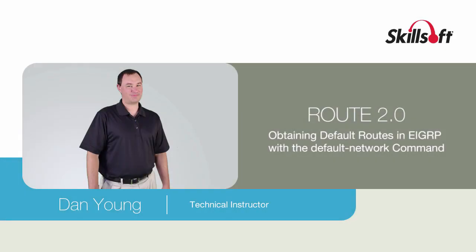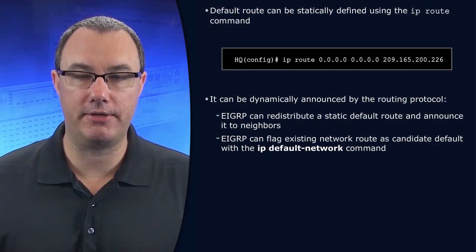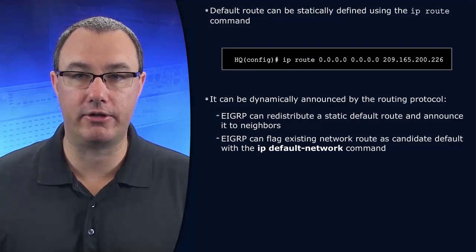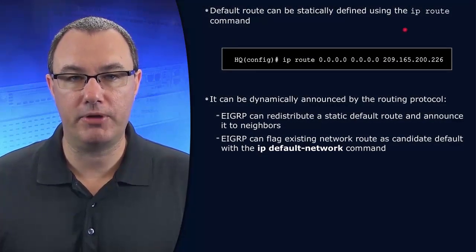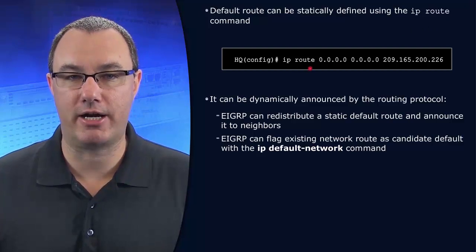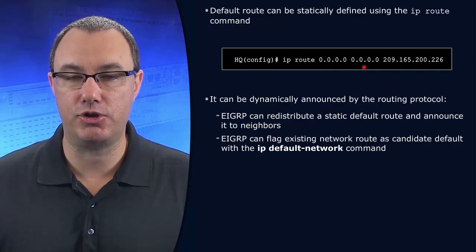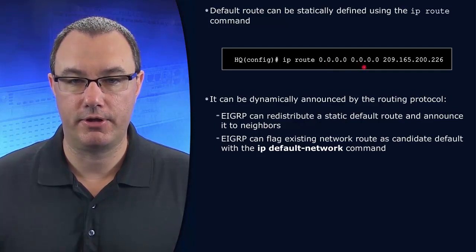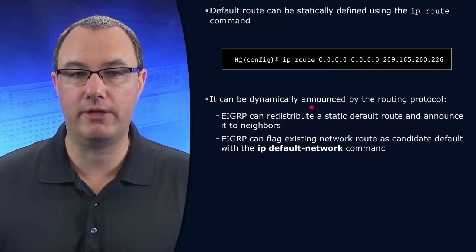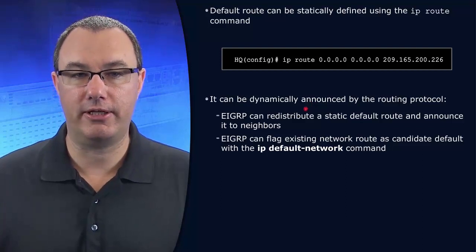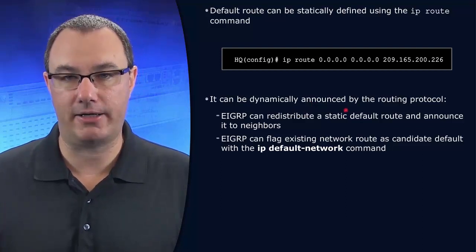Default routes aren't just of the static variety. We can have dynamic default routes, and EIGRP gives us a built-in mechanism to advertise a default route and inject it into your autonomous system. So there are a few different ways of doing this. Firstly, you could redistribute static.